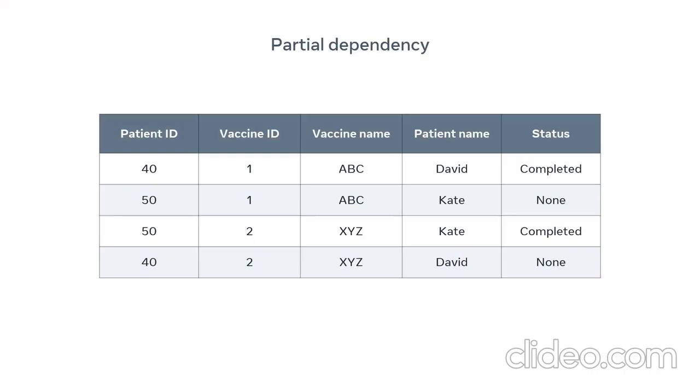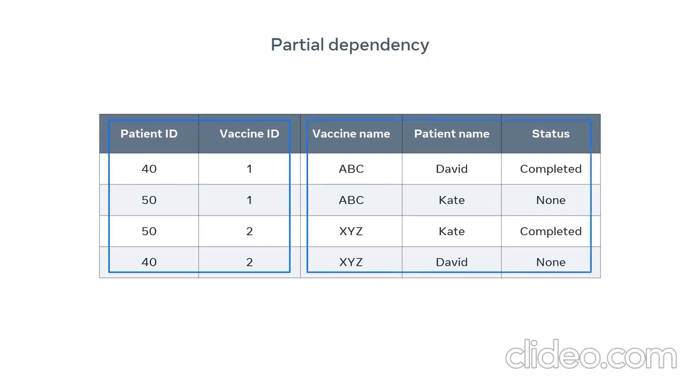But if I just want to find out the vaccine name, then I don't need both combined values. The only information I need to return the vaccine name is the vaccine ID. As you learned earlier, this is called partial dependency. This should be avoided in most instances as it violates the 2NF rule. Similarly, if I want to identify the patient's name, I don't need both combined values. I can just use the patient ID to return the patient's name.